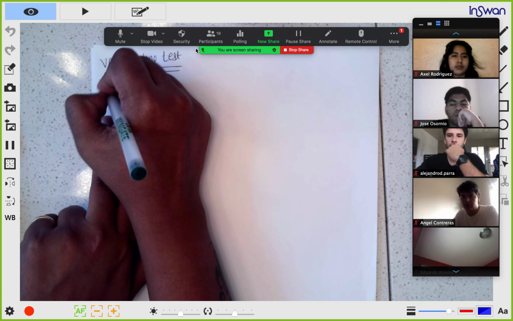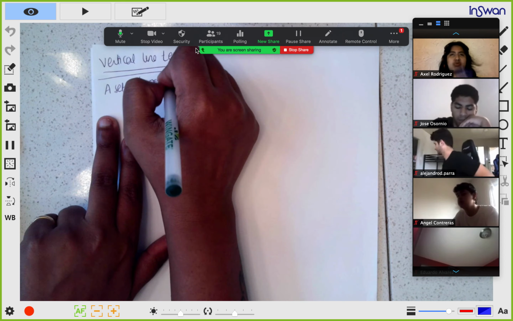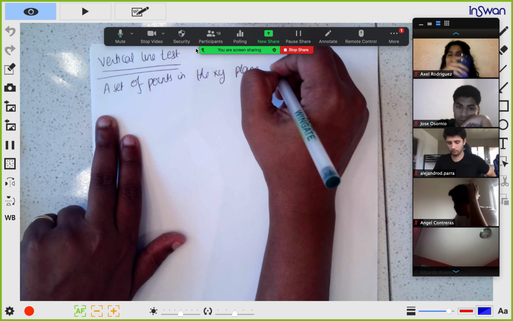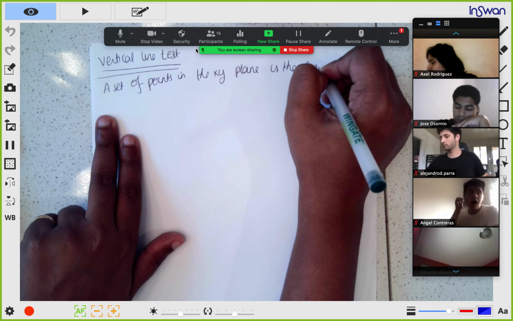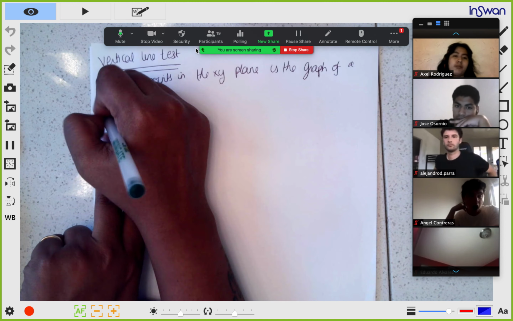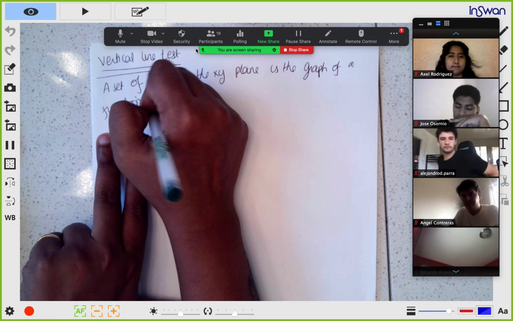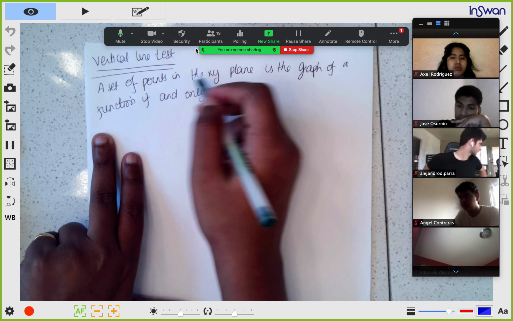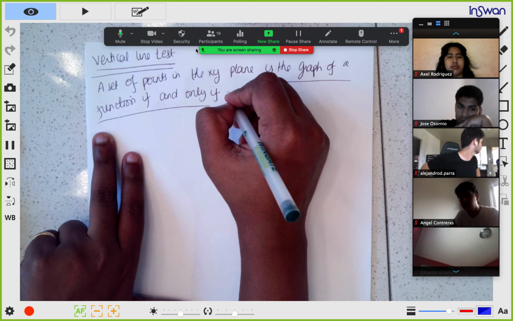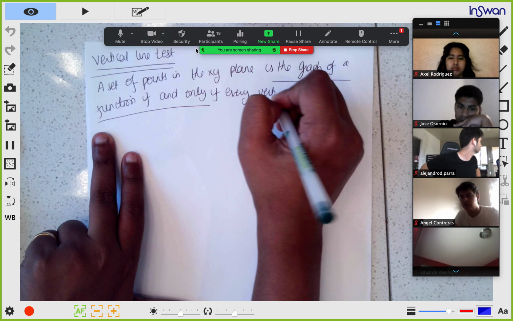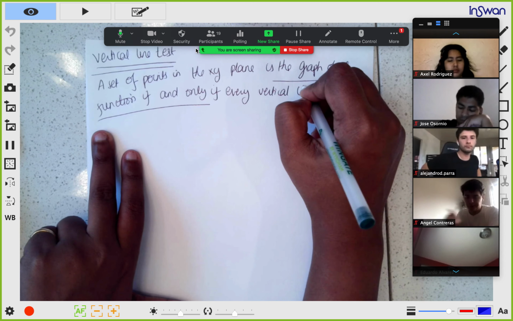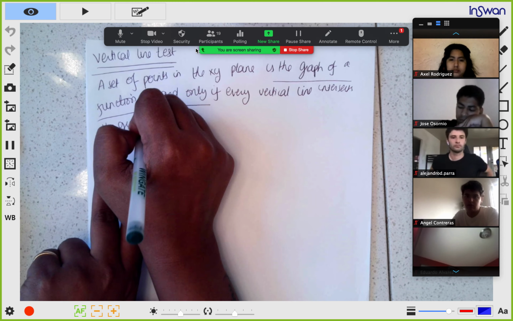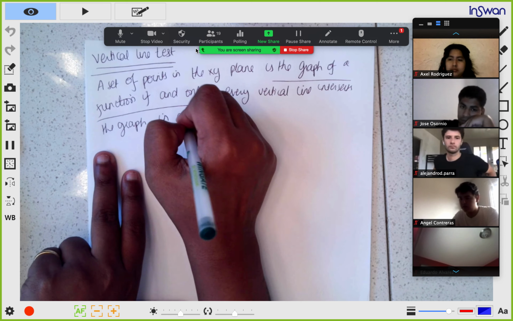A set of points in the xy plane is the graph of a function if and only if every vertical line intersects the graph in at most one point. So basically you don't get confused between a set of points and a graph, just remember from there.